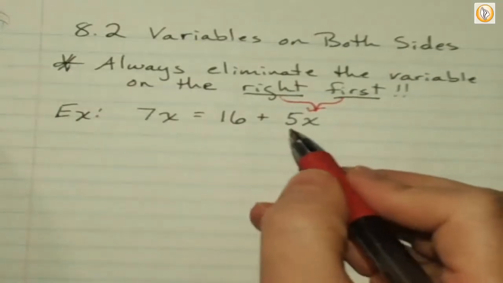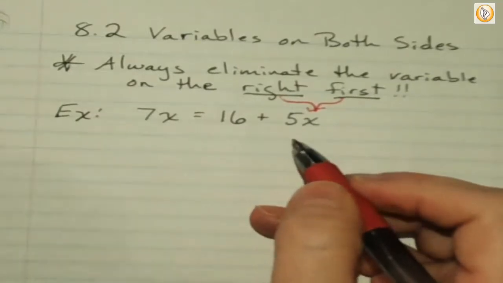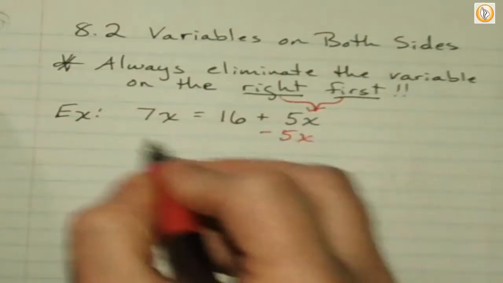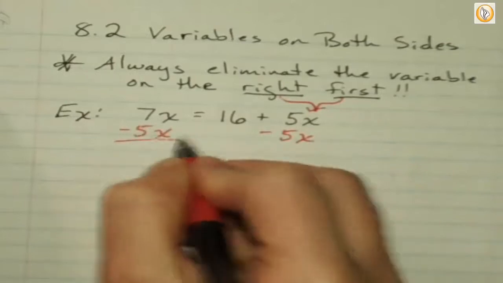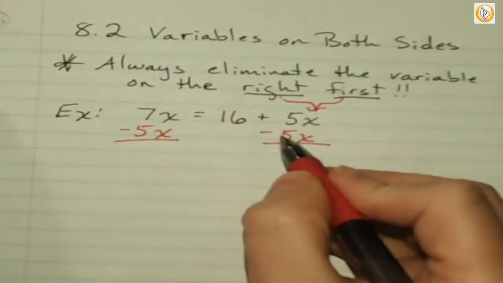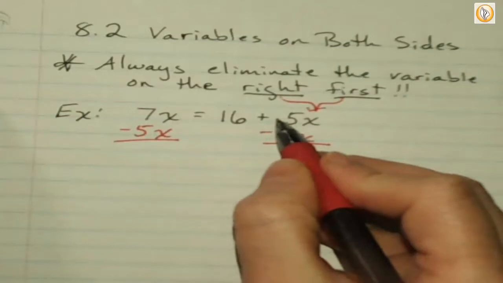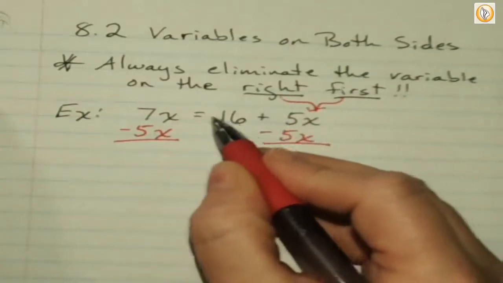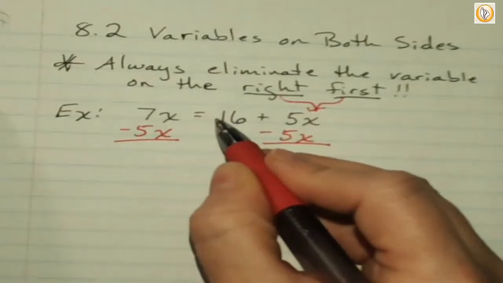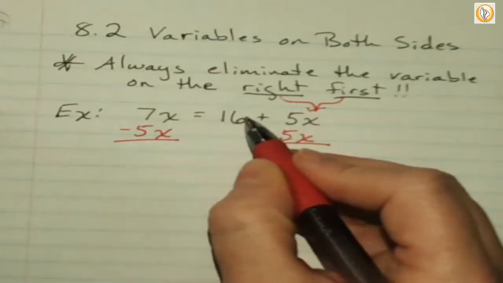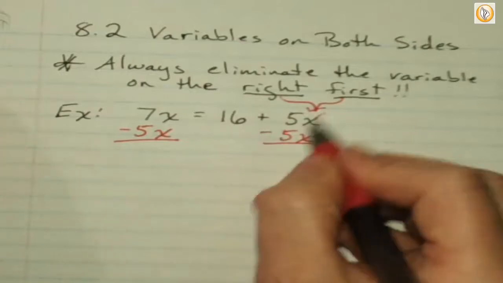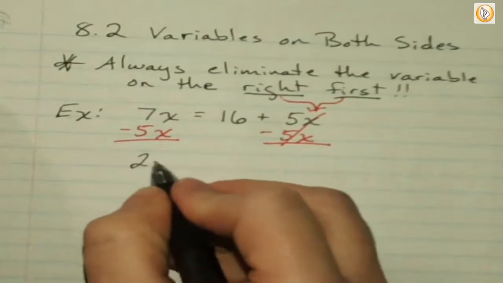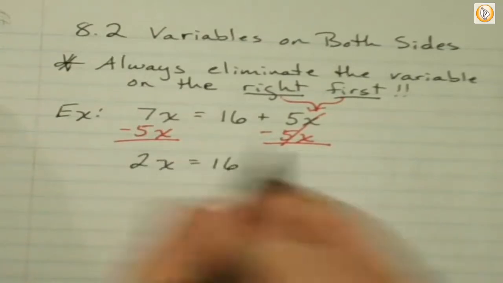So, how do I get rid of this first? I'll tell you. That's right. We're going to subtract the whole term from both sides. We're subtracting because this is adding, or you could say it's positive. If there's no sign in front of it, like the 16 has no sign in front, we assume it's positive or adding, whatever you want to say. So then 7x minus 5x is 2x equals 16.